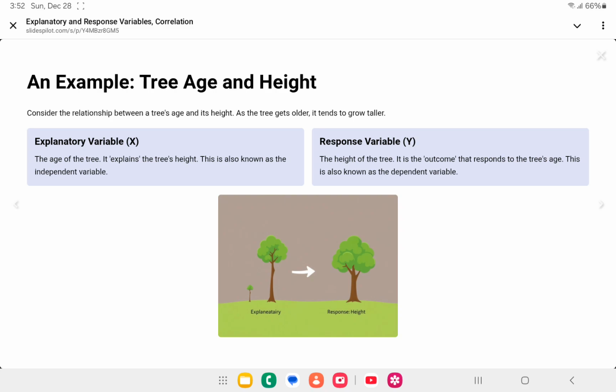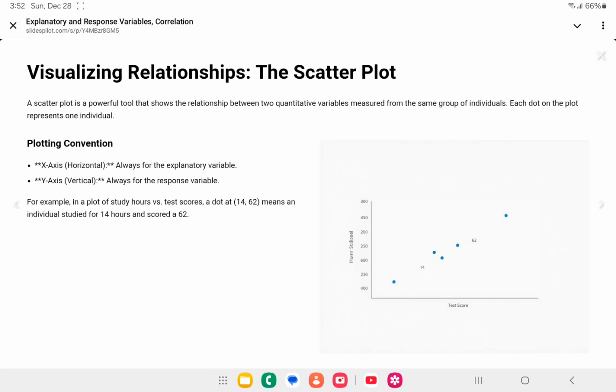Another way to show the relationship between two variables is by using a scatter plot. Unlike a time plot, a scatter plot does not need to show time on the x-axis. A scatter plot shows the values of two quantitative variables that were measured from the same population of individuals.